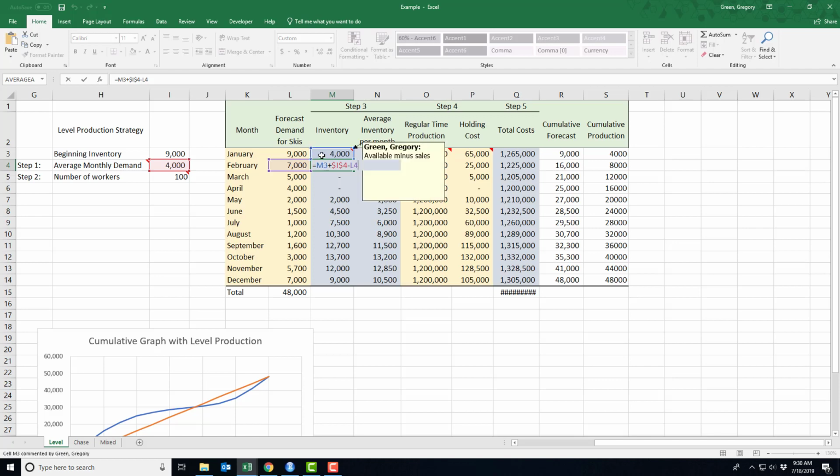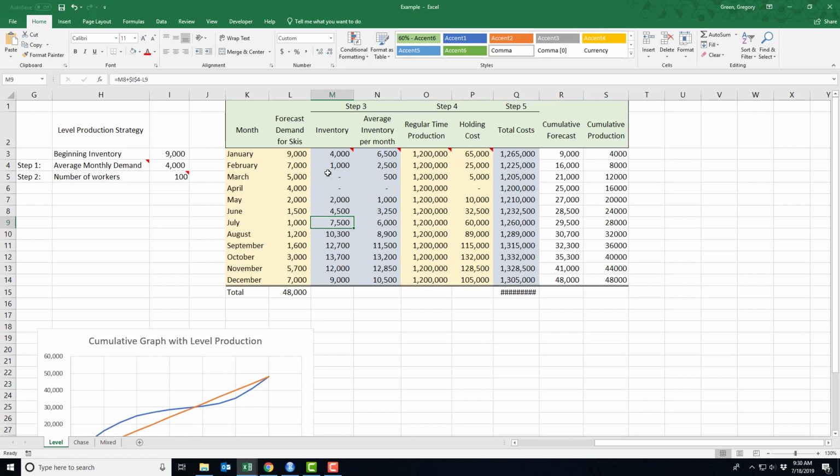That's what's left over. I'm going to add to that my average monthly demand, and then I'm going to subtract from that the demand for the month of February, leaving me with an inventory of 1,000. And I continue that calculation all the way down this column so that I can get an inventory level for each month through the year. Now, because I have an inventory, and actually this is the only method where we'll have an inventory, I am going to have a cost associated with it. It's going to be this holding cost, which we'll get to in a minute.